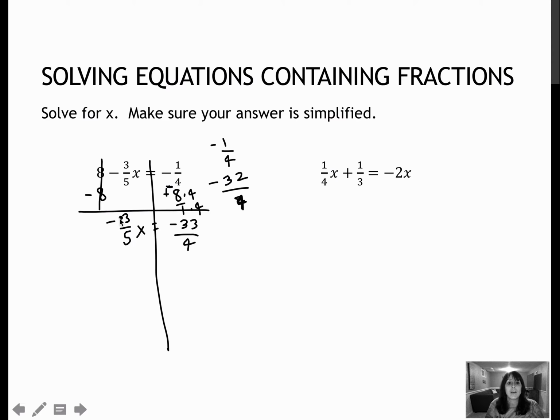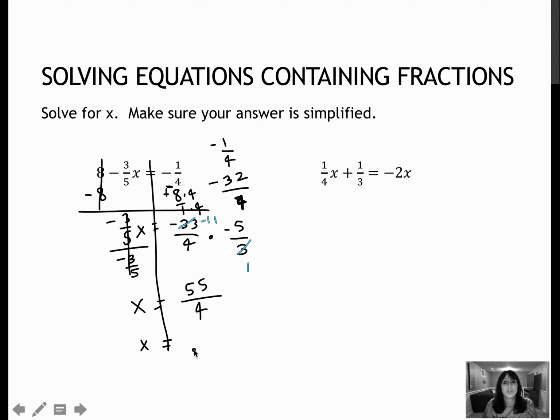Now I'm trying to get rid of -3/5. So typically I would divide by -3/5. But remember, when I divide by a fraction, I'm actually going to multiply by the reciprocal. So -5/3 is what I'm going to multiply by. So now I'm going to reduce to 1 and -11. So x would be -11 times -5, which would be 55, over 4 times 1, which is 4.